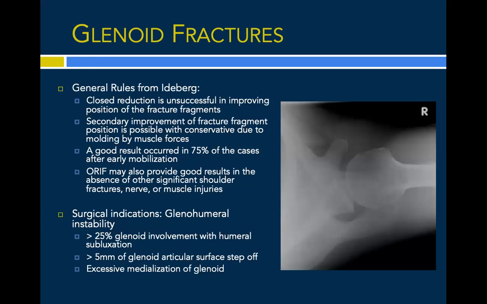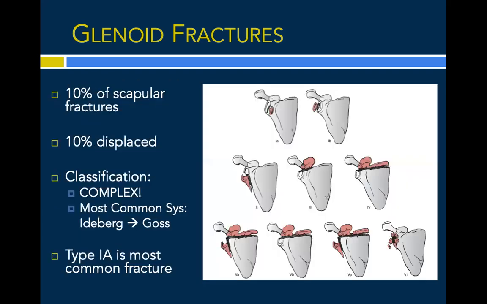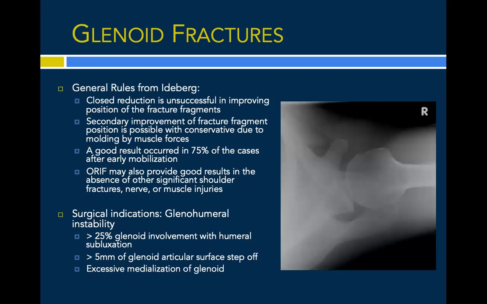So some general rules from this more complicated classification system from Ideberg is that closed reduction is unsuccessful in improving position of fracture fragments. So if you have a bony Bankart and you reduce the shoulder, or you have a displaced fragment and you try and reduce it without operative management, it's not going to work. Secondary improvement of the fracture fragment position is possible with conservative care from molding by the muscles, but again, this should probably be managed operatively. A good result occurred in 75% of cases after early mobilization.